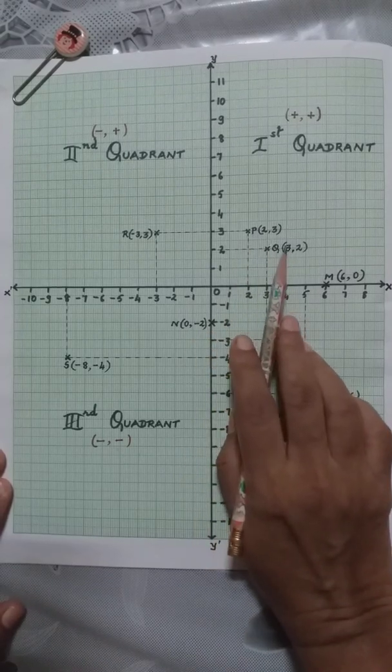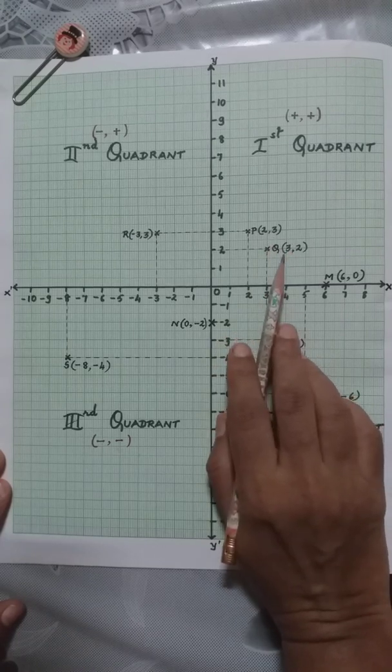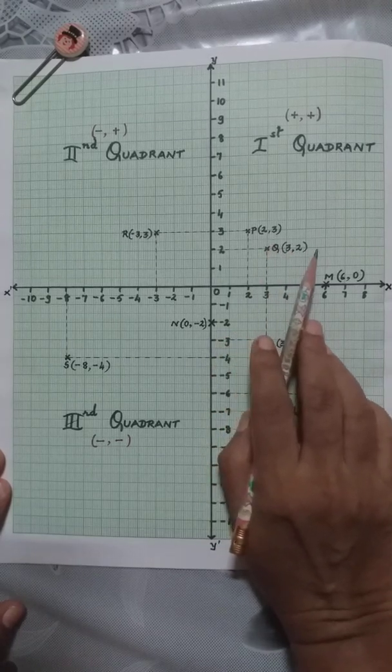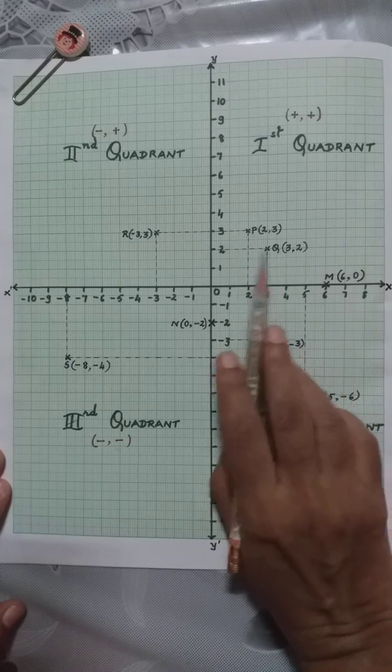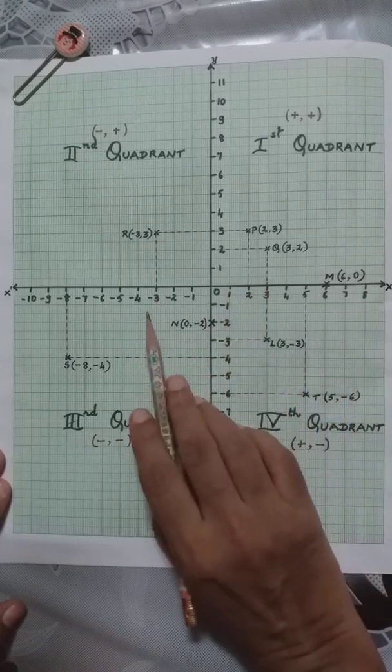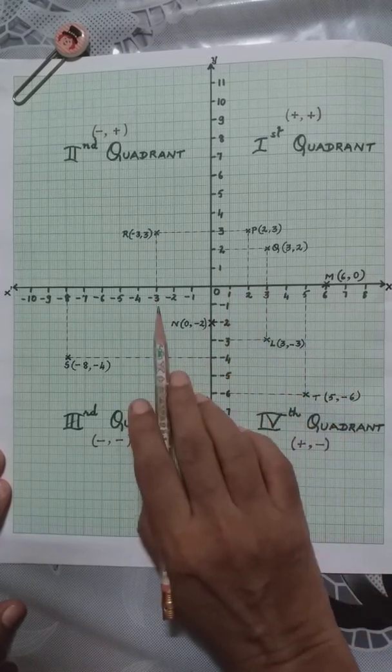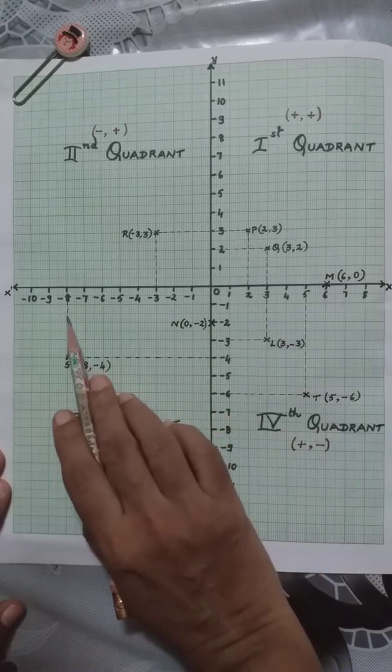Now when I took the coordinates 2 and 3, 3 and 2, all of them were positive. I can also have coordinates which are negative, because on the x-axis I have negative numbers.